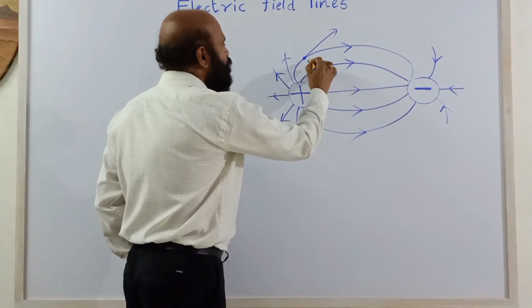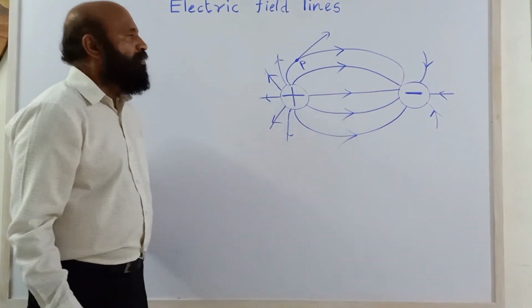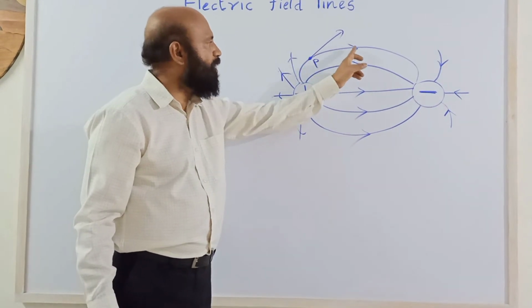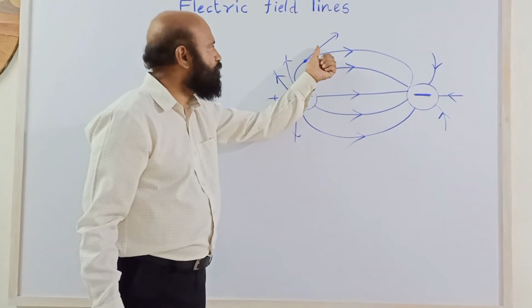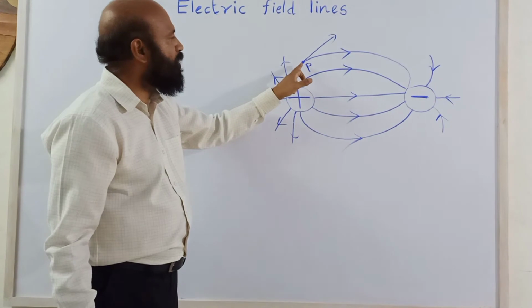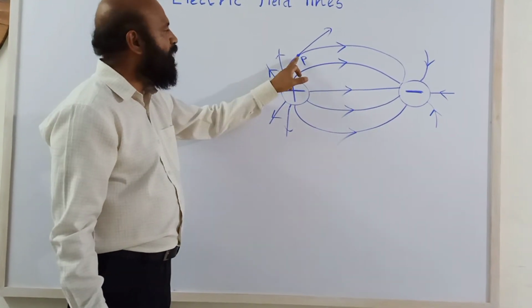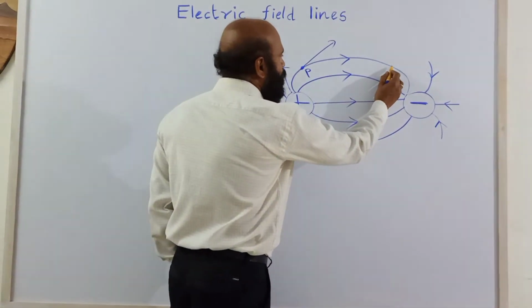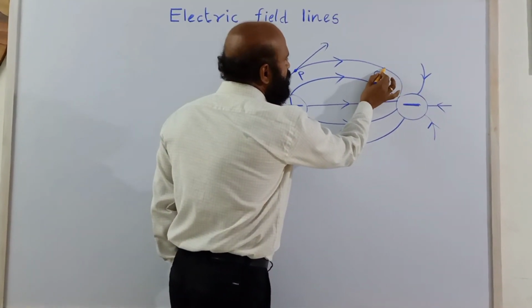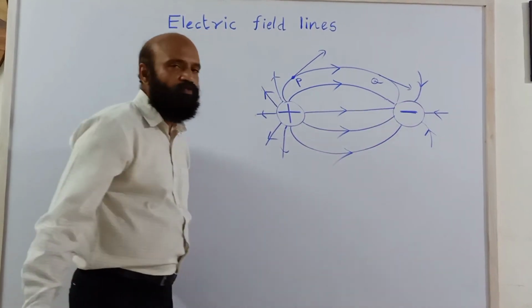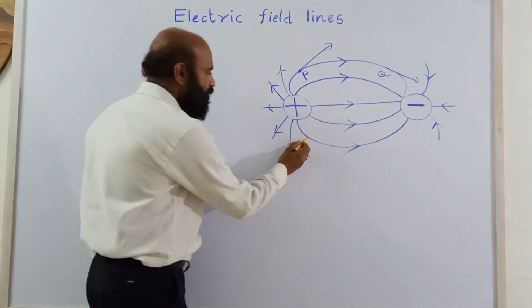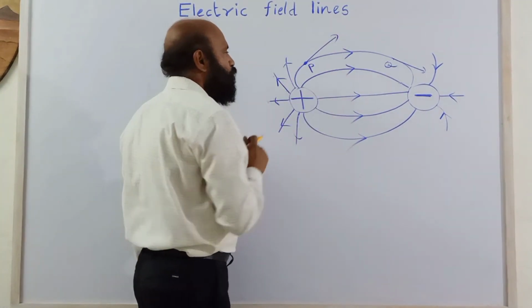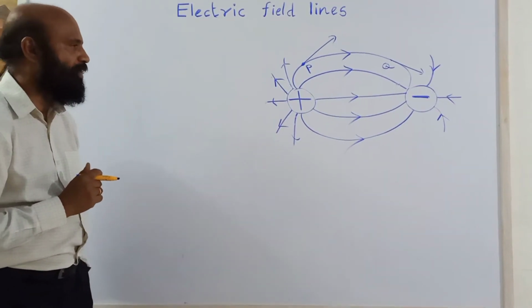Next, the direction of the electric field at a point is given by the tangent drawn to the electric field line. So here, this is the direction of the electric field. Tangent to the electric field lines will give you the direction of the electric field. Consider another point Q. Here, this is the direction of the electric field. At each point, there is a direction. That direction is given by the tangent drawn to the electric field lines.